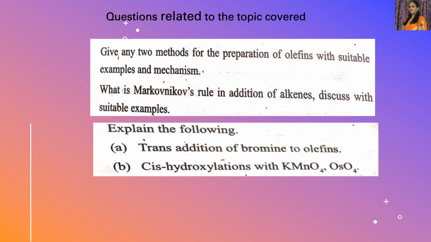Alkene preparations we have already discussed, and a few properties also we discussed yesterday, and today's topic is the rest of the properties of alkenes. In this, cis hydroxylation, syn and trans hydroxylation we have discussed, and anti-Markovnikov's rule, addition of HBr to unsymmetrical alkenes, all these properties we have discussed today.